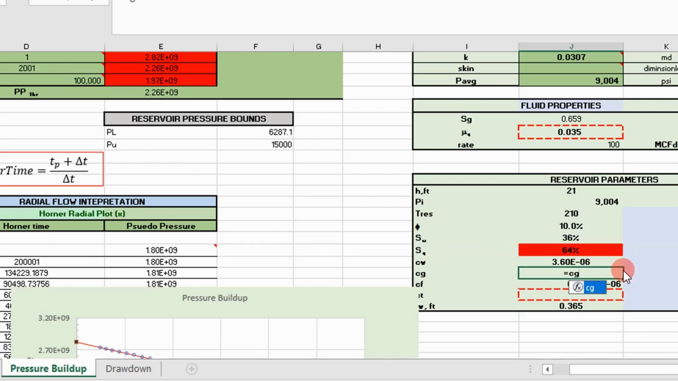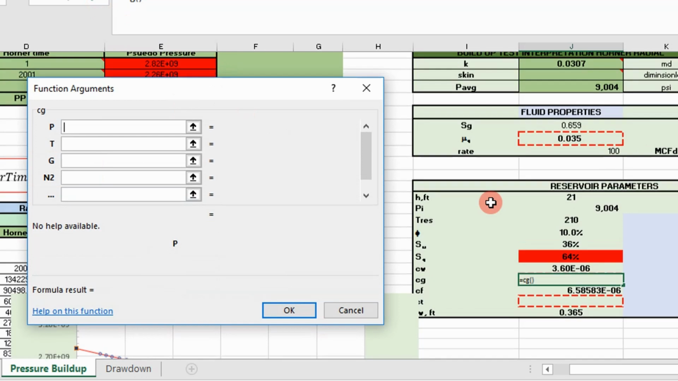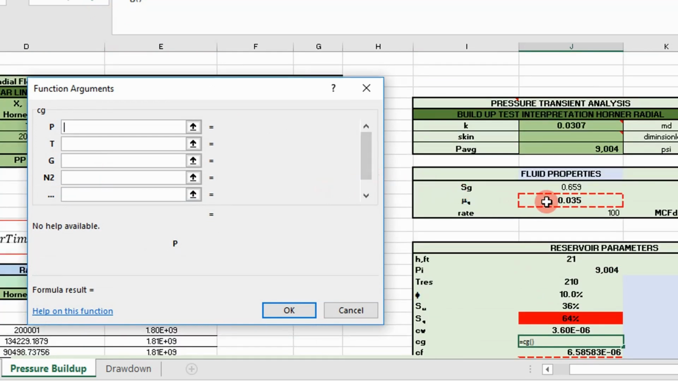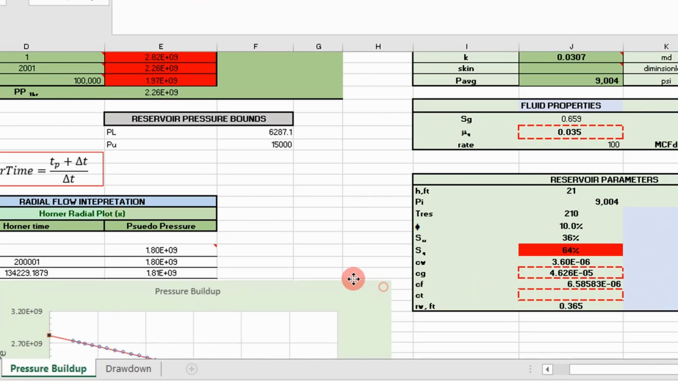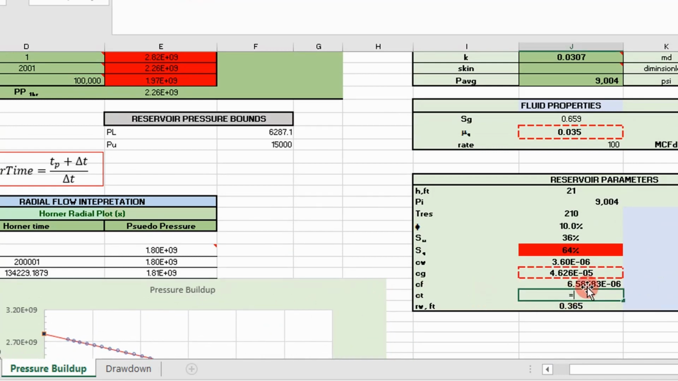And then gas compressibility. We can also estimate that with correlations. And I've done this before, so you can go back to a previous video and look at how I use this. And so this is going to take our average reservoir pressure, temperature, gas gravity, and impurities, which is 0. So bang.